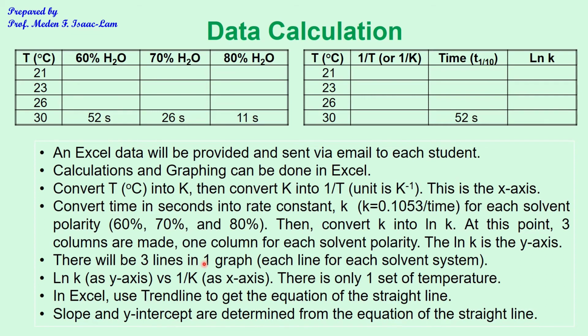There will be 3 lines in one graph, each line for each solvent system. ln K, small k as y-axis, 1 over K, capital K as x-axis. There is only one set of temperature, but you will have 3 sets of ln Ks corresponding to each different solvent system. In Excel, there is a tool called trend line. You use this to get the equation of the straight line. You will need this for the next information in the next slide. So the slope and the y-intercept can be determined from the trend line or from the equation of the straight line.